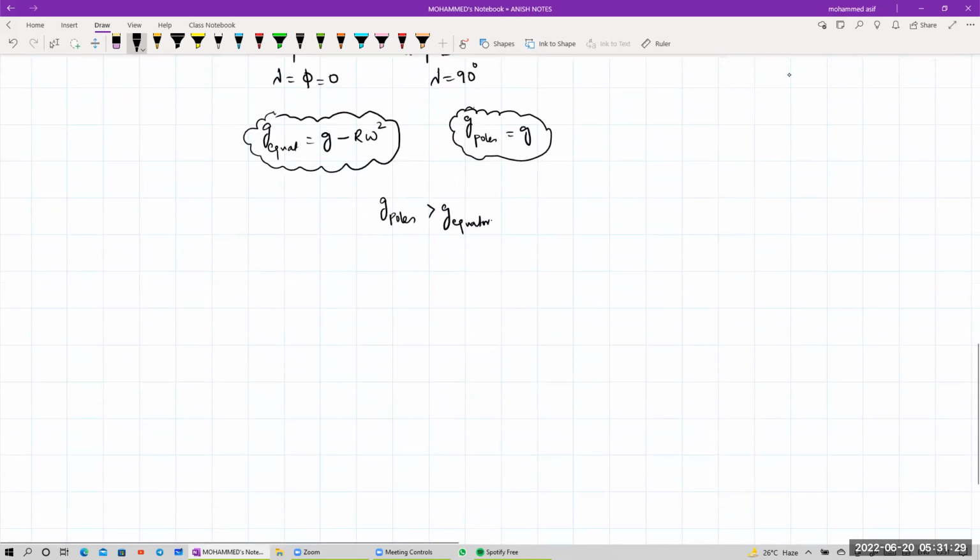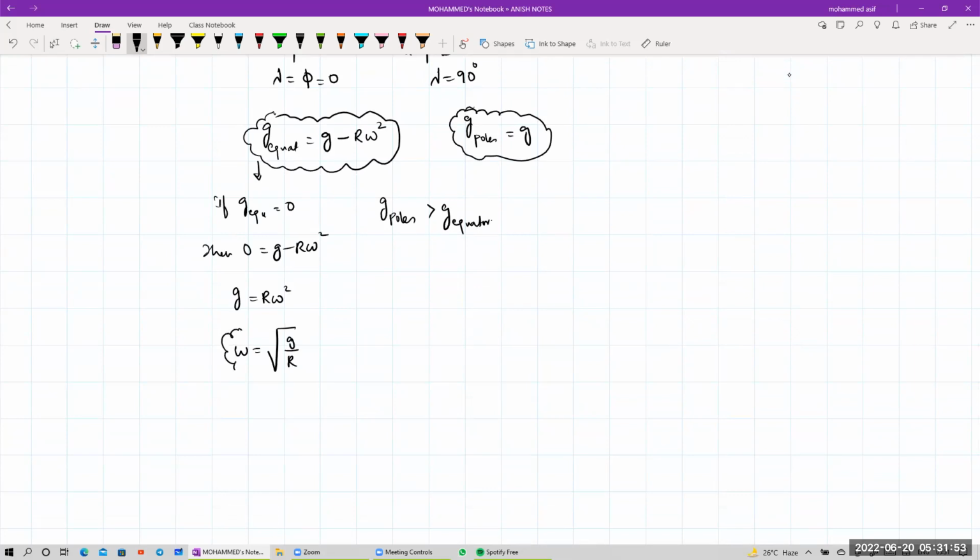In this one, if g at the equator is equal to 0, then 0 is equal to g minus R omega square. I can calculate the angular velocity of the Earth in that case. So g is equal to R into omega square, so omega is equal to the square root of g divided by R. This is the angular velocity with which the Earth is being rotated.